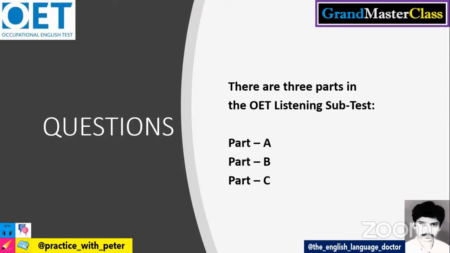Now, in listening, there are three parts in the OET listening subtest: Part A, Part B, and Part C. Part A is the easiest, Part B is the average, and Part C is the toughest. So it is increasing difficulty. A is gear 1, B is gear 3, C is gear 5.